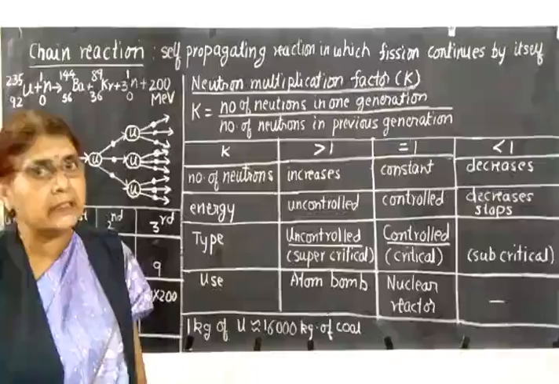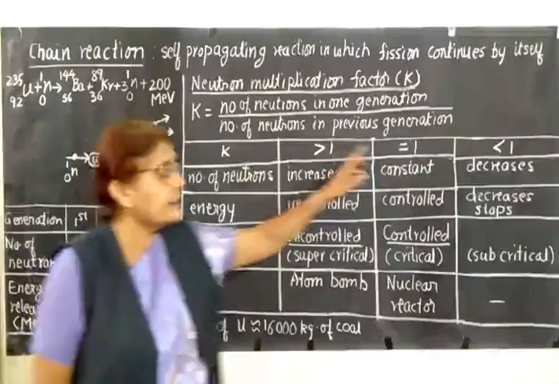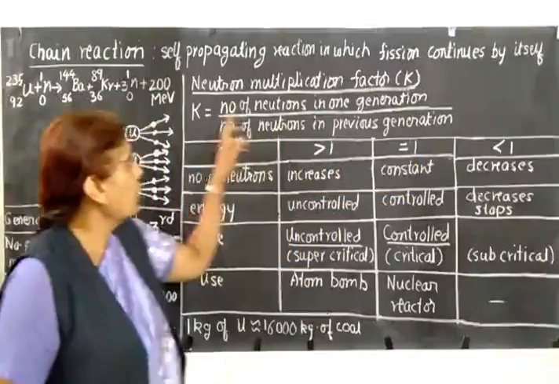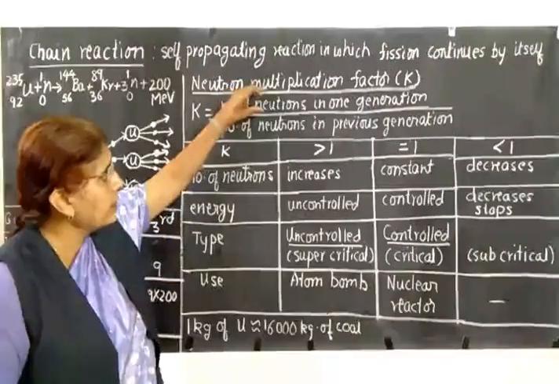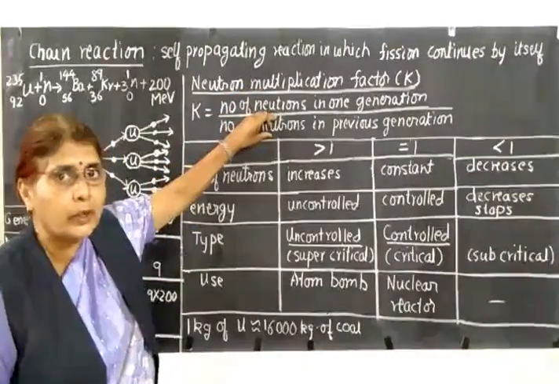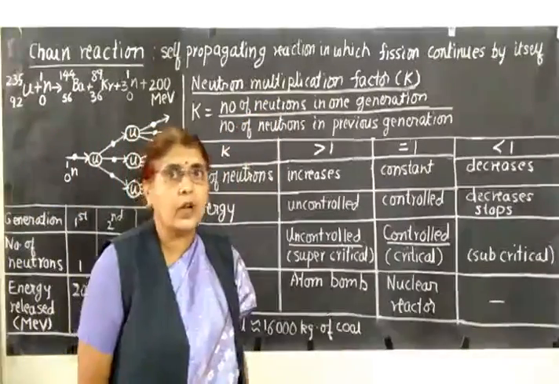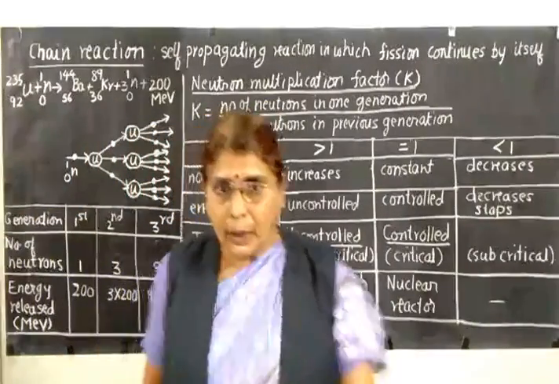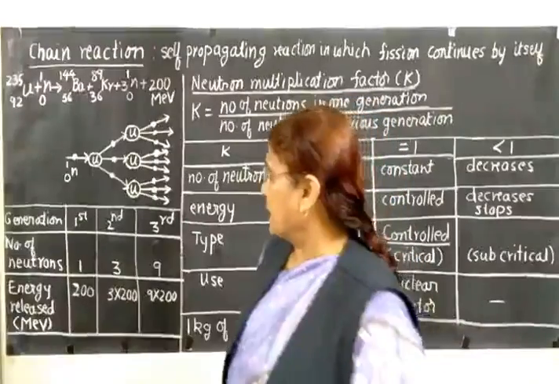Now let us take the next value of K. Let us say K is equal to 1. So K value is 1. The meaning is number of neutrons in any one generation should be equal to number of neutrons in the previous generation. So how is this possible? It is possible like this.